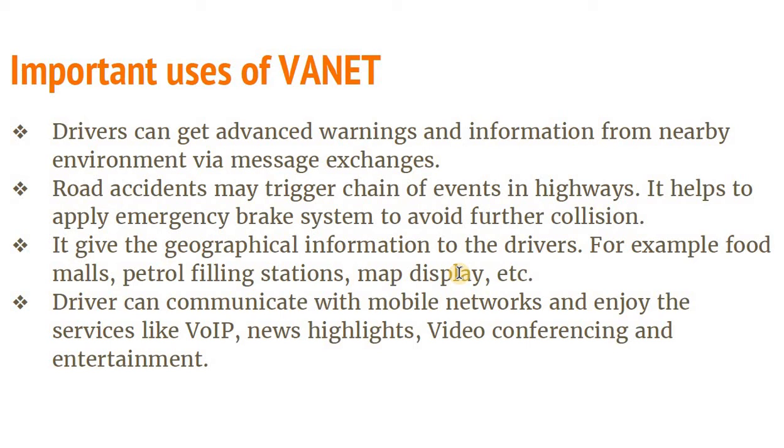As I told you, nowadays smart cars are launched in which the cars are directly connected with the internet system. So in the case of this internet system, it can utilize some sensors also, like the GPS map and the display of the back camera by using the back cameras, as well as petrol filling stations. I can navigate by using the GPS and the food malls also. So this communication happens by using the roadside unit. By using the roadside unit, we can access the communication by using the base station like WiMAX. Then the driver can communicate with the mobile networks like the RSU and WiMAX, and enjoy the services like VOIP, news highlights, video conferencing and entertainment.